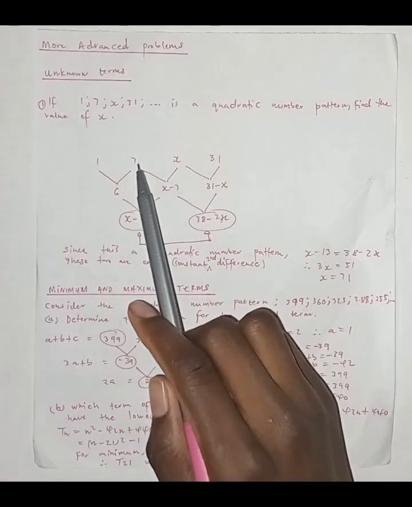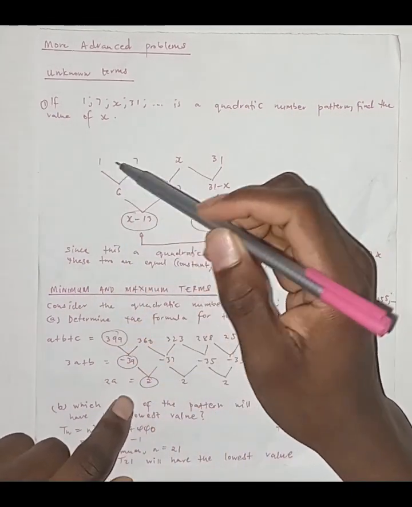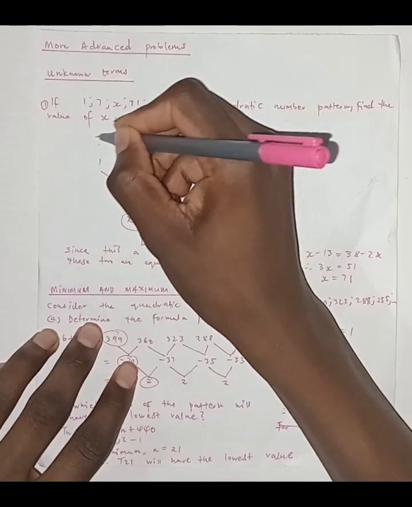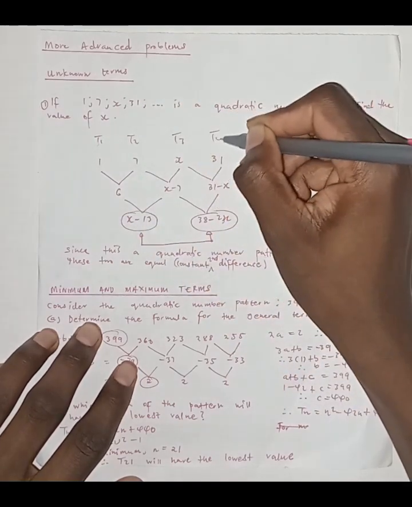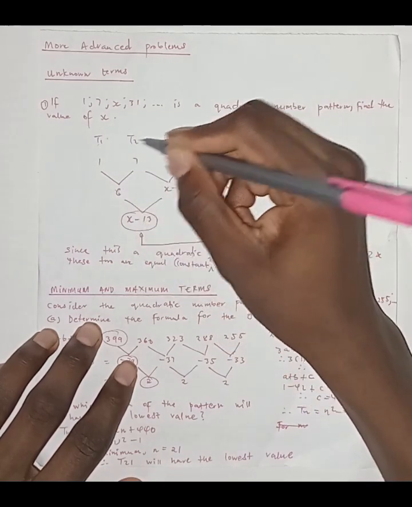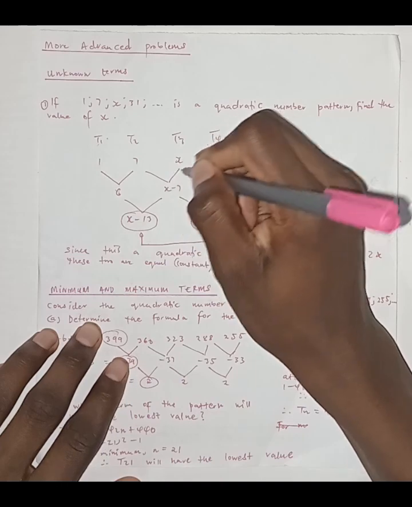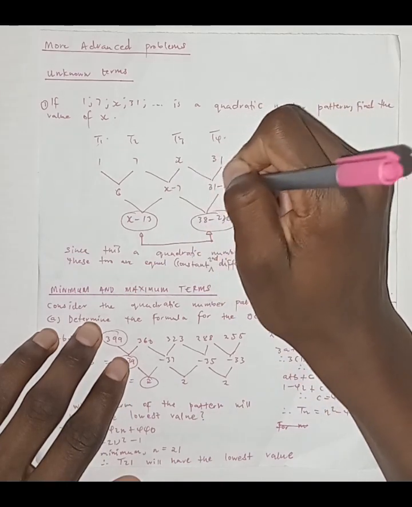You find the difference, 7 minus 1. This is how we always find the difference, this term minus that one. So it's something like this. This is t1, this is t2, this is t3, t4. So it's t2 minus t1, which gives us this difference, t3 minus t2, which gives us x minus 7, t4 minus t3, which gives us 31 minus x.